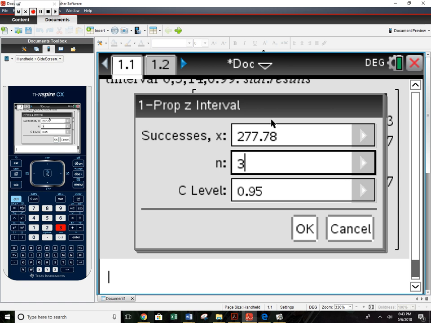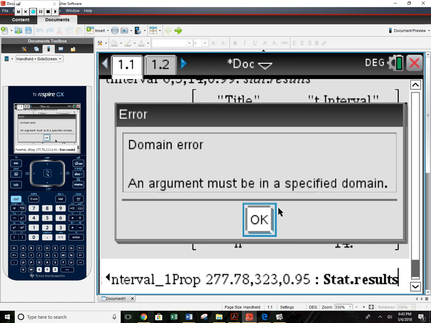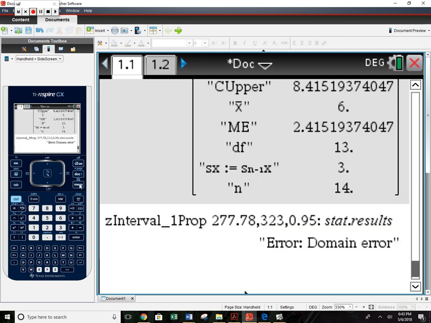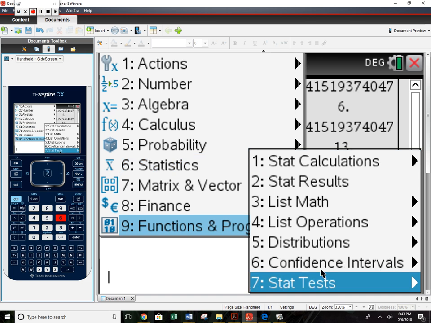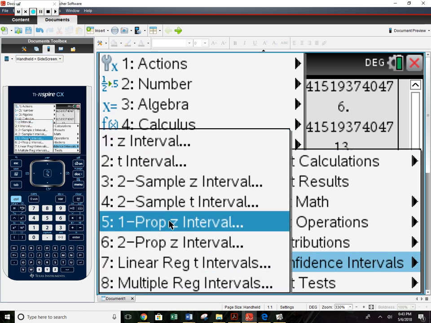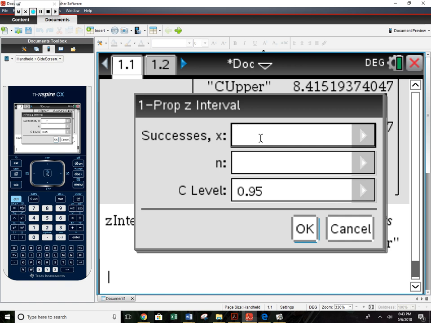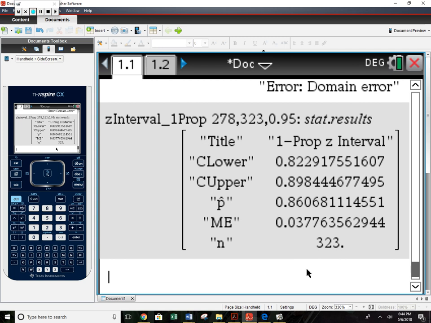And 323, 95% confidence, it'll go, no. Yeah, so it's binomial. So it's got to have a discrete number, not a continuous number. So here we go. Menu 6, proportion. Okay, so we're going to round up to 278. N is going to be 323, 95%.